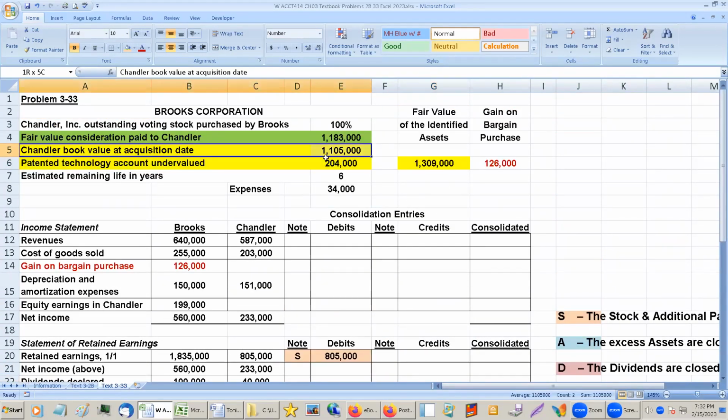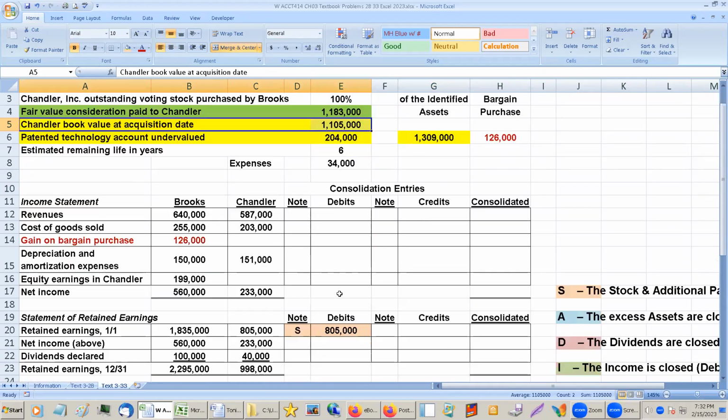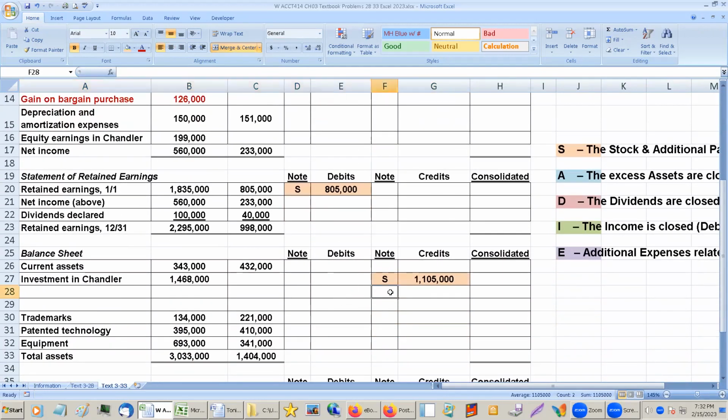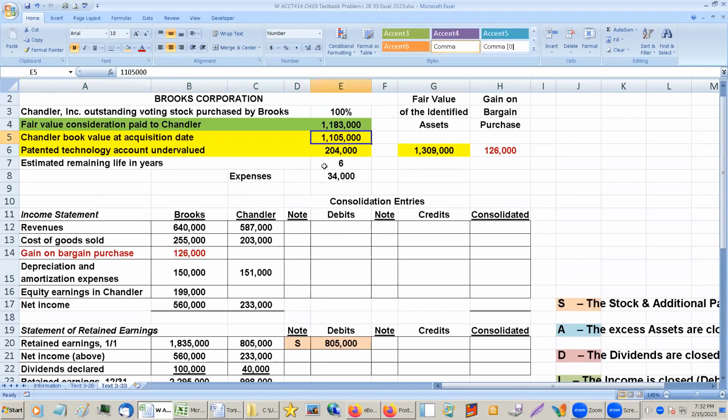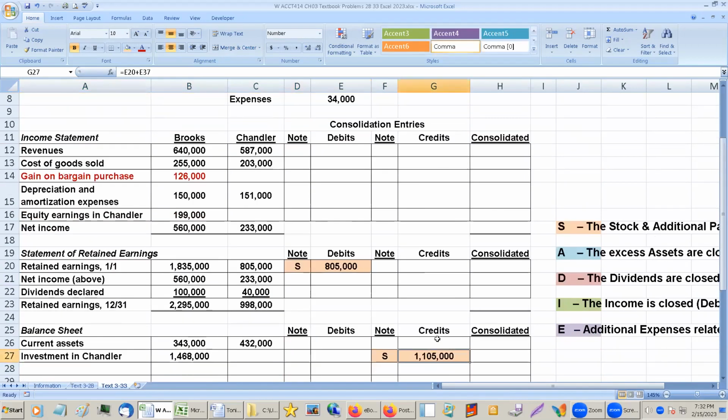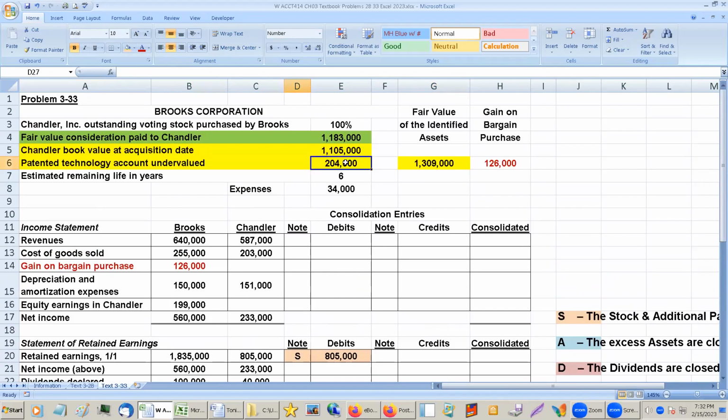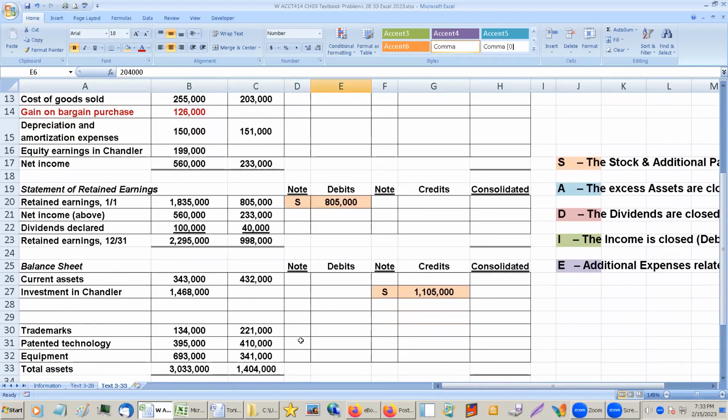You notice that 1015 looks familiar. Scratch that, 1,105,000. What I said doesn't look familiar, but the 1,105,000 does look familiar. Let's see here. Assets. So we have this patent technology. There is no goodwill, so.